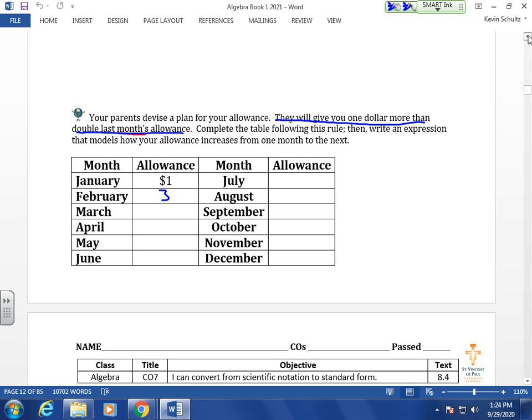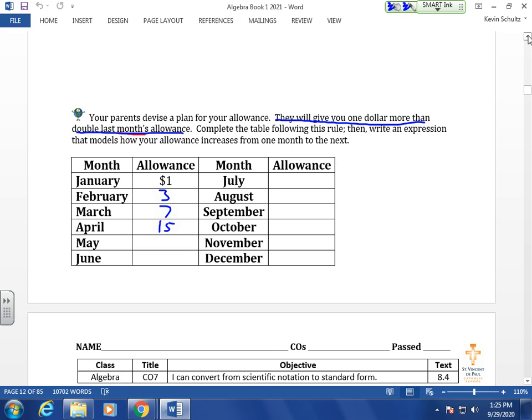In March, you will take last month's allowance, which is February. You will get $1 more than double that. How much will you get? Linnea? 7. Okay, 3 times 2 is 6, plus 1 is 7. In April, you will get 7 times 2 plus 1, 15. Okay, if you do this correctly, you will find that this is a plan that you want to be on.